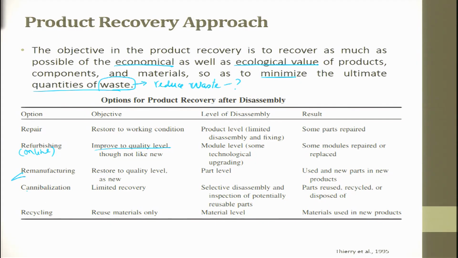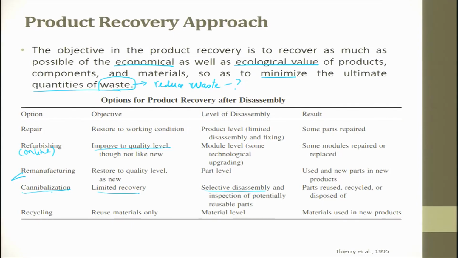The next one is cannibalization, limited recovery. Cannibalization is limited recovery: selective disassembly and inspection of potential reusable parts. Parts are reused, recycled or disposed of. Cannibalization means selective disassembly, and once you disassemble a module or a sub-assembly and look at the part level, you see what all can be reused, recover it from there, put it back and then start using it.